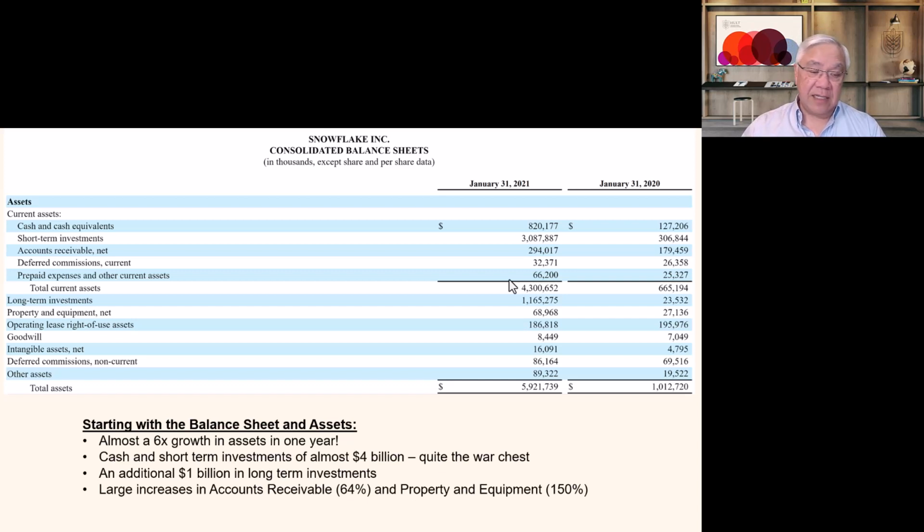We also see in the long-term investments another $1 billion in long-term investments, which may also be able to be liquefied and then used for growth. We also see some large increases in accounts receivable, almost going up by 50%, and in property, plant, and equipment, going from 27 to 68. In every regard, this company is growing very, very rapidly, but it looks like they have quite a few cash reserves based on the confidence that investors have in their business model.